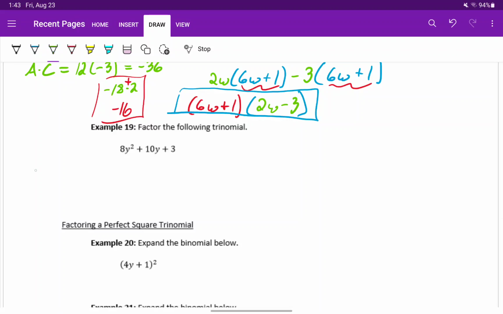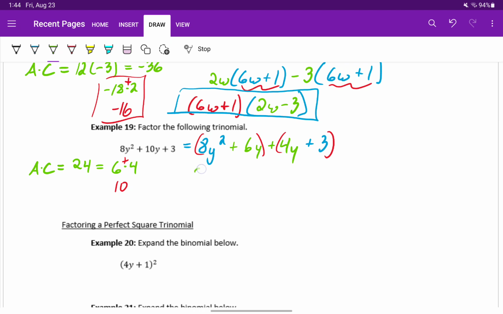In example 19, again, we'll take a times c, which will be 8 times 3, or 24. We consider our pairs of factors, so 6 times 4 is a pair, which in this case adds to 10. So we can break up that middle term using these two values. And then again, look at factoring by grouping.